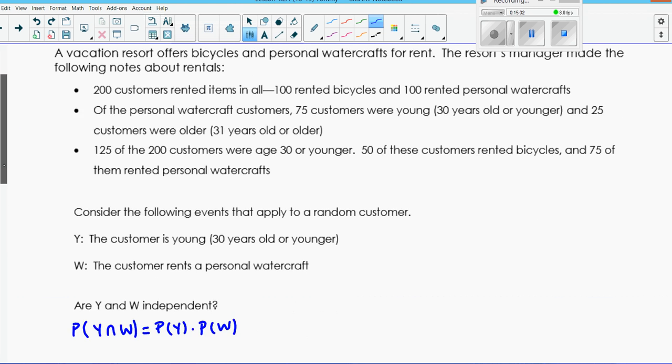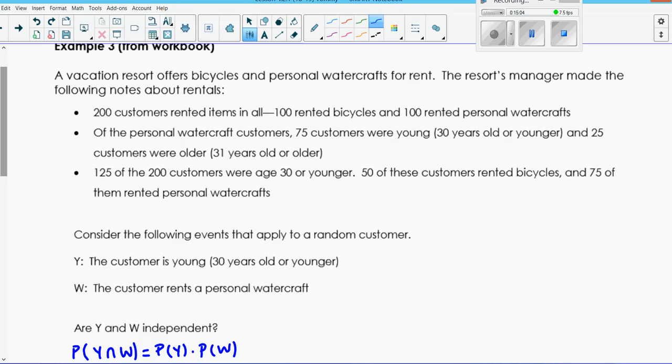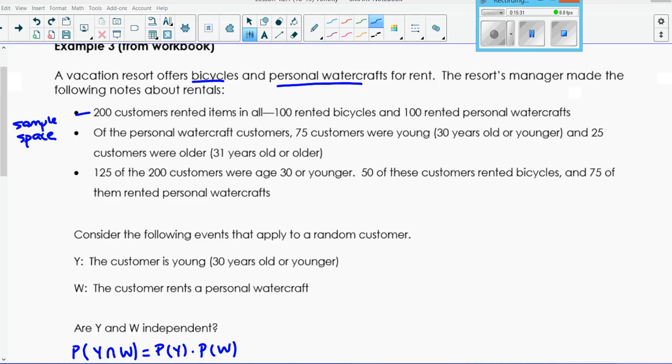Alright, now let's go through and read. It says, a vacation resort offers bicycles and personal watercrafts for rent. So, bicycles and personal watercrafts. The resort's manager made the following notes about rentals. 200 customers rented items in all. So this we can say is our sample space. 100 rented bicycles and 100 rented personal watercrafts. So half and half. Okay.